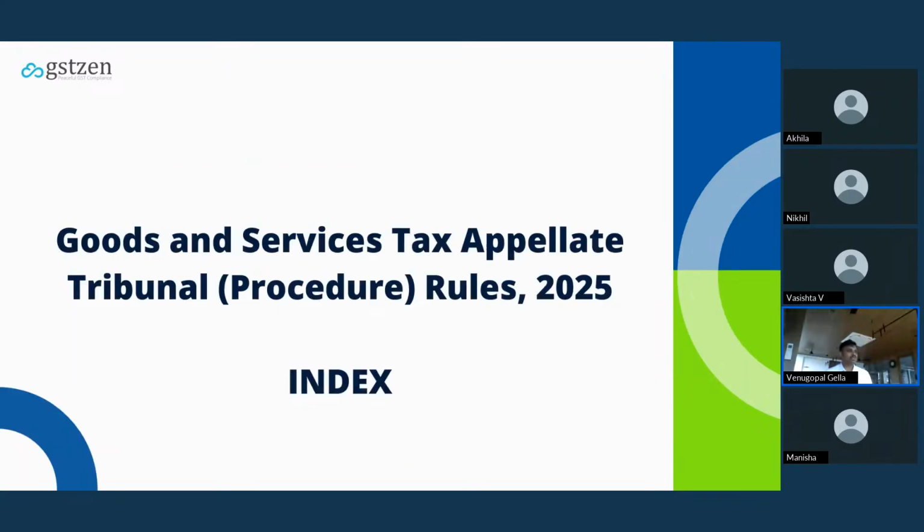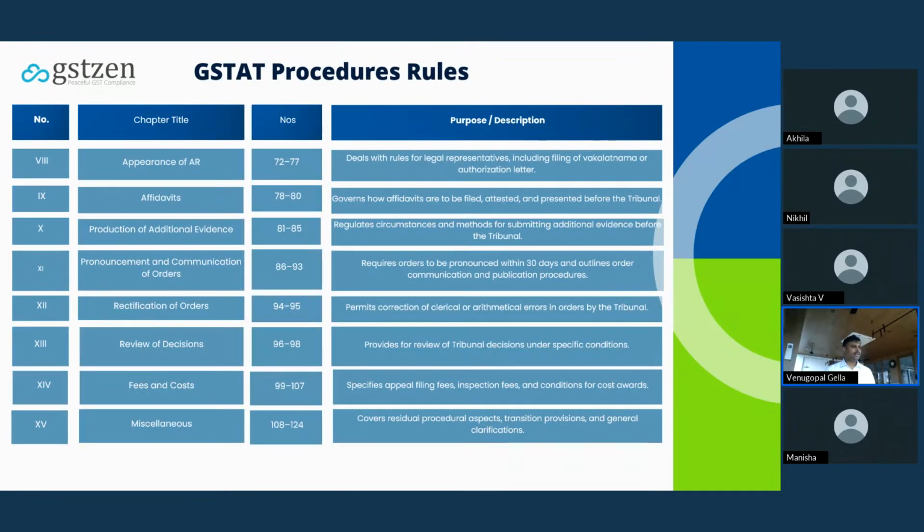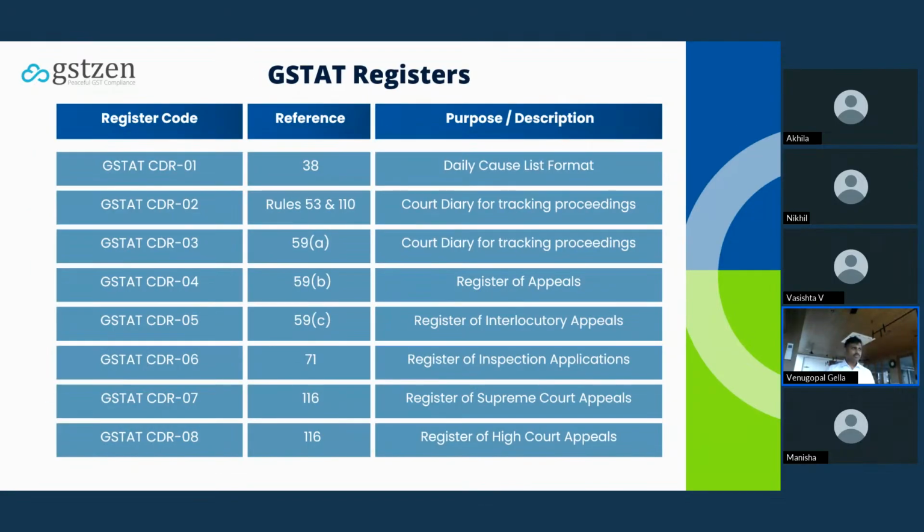That is possible. I have also given the index of all these chapters and the rules. The copy of this presentation would be shared for your reference. So all the 15 chapters until rule number 124, what this rule is, what the chapter title is, the rule number, and the purpose and the description, I have given for your easy reference. And the forms that are applicable are also given. Registers which the GST Appellate Tribunal maintains internally are also given for reference. This presentation would be shared with you.